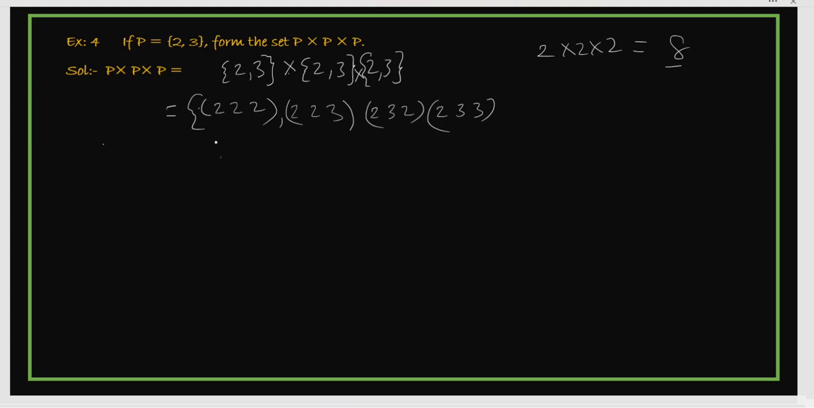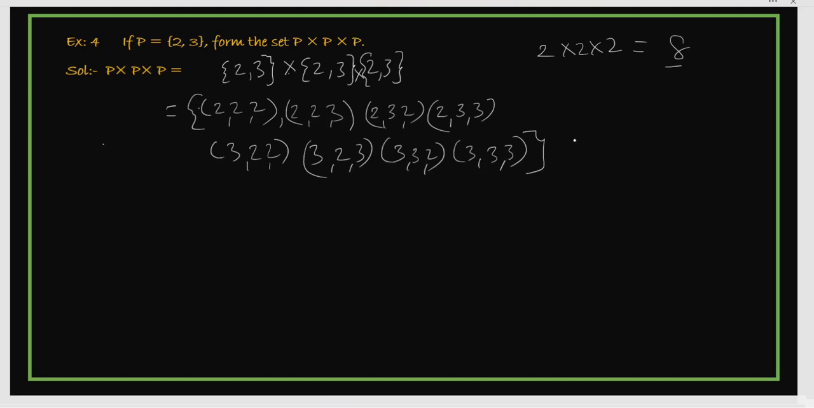And next, the second element, I will take 3, 2, 2, 3, 2, 3, 3, 3, 2, 3, 3, 3. These are all, so 8 elements have come. That is the complete list of the triplets which we are getting for A cross P into P into P. Okay, this is the solution.